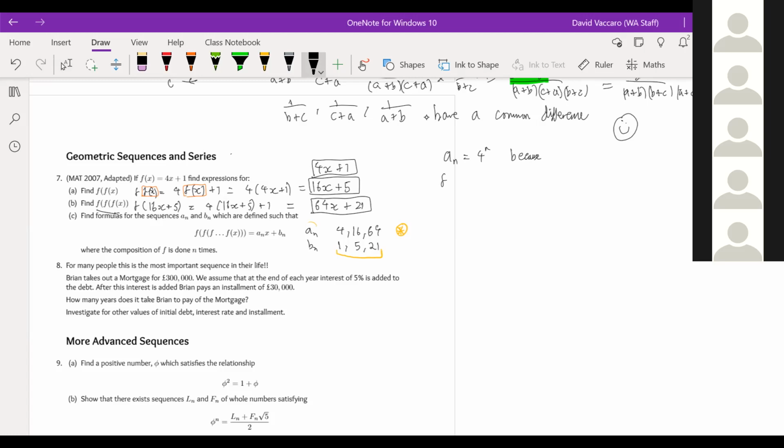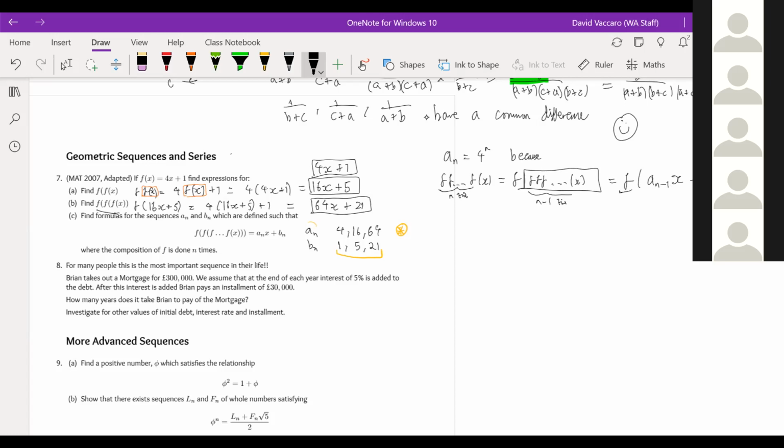So f of x is f applied n times, f of x n minus 1 times. But we know what that is. That is just an minus 1 x plus bn minus 1.